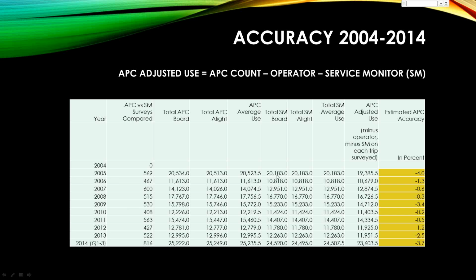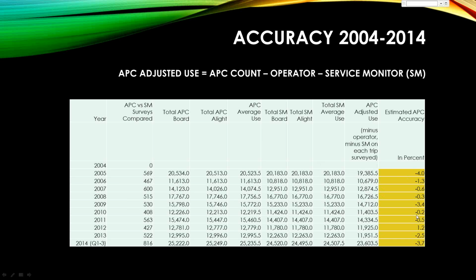For the service monitors, they actually counted a number that's a little lower, which is not surprising because the boardings and alightings counted by the service monitors, again, they're not counting themselves or the operator. And so I take an average of that, which is the total service monitors count here. And what I do is I adjust the APC number by subtracting the operator and the service monitor. So I essentially take this number and subtract 2 times this number to arrive at this number. And then the overall combination, these two are really what I'm comparing when I do the estimated accuracy.